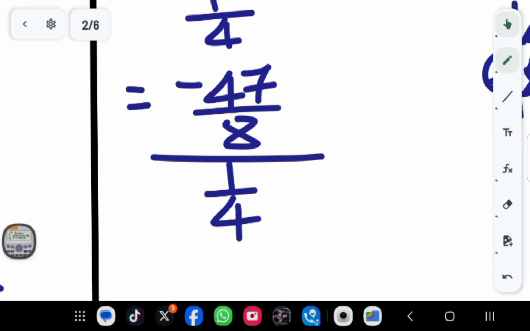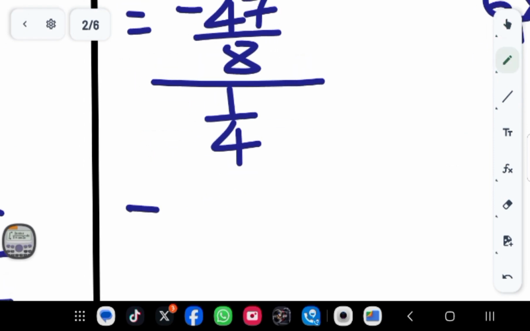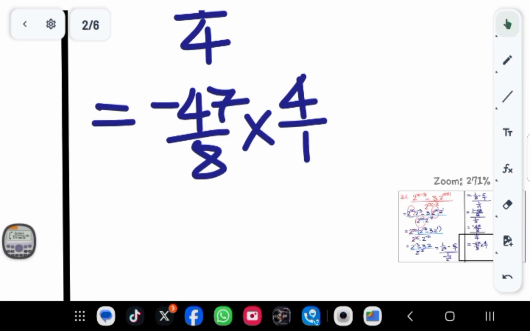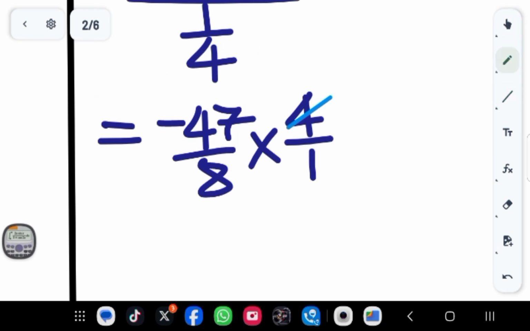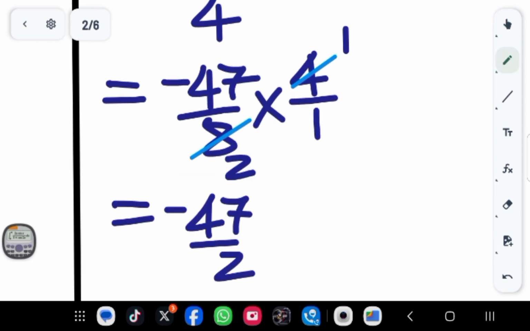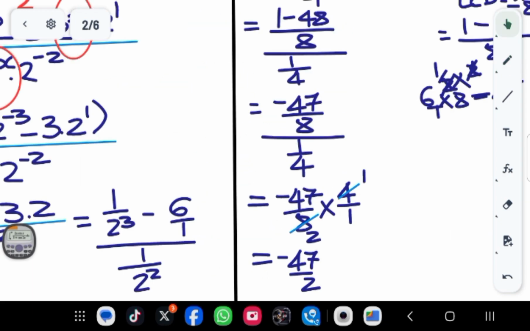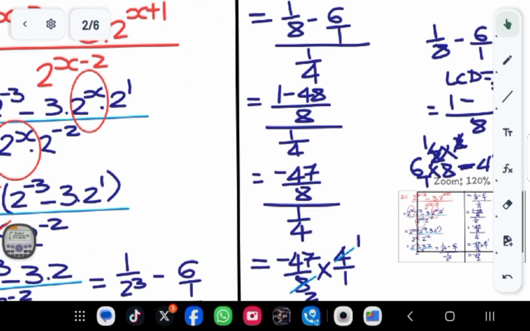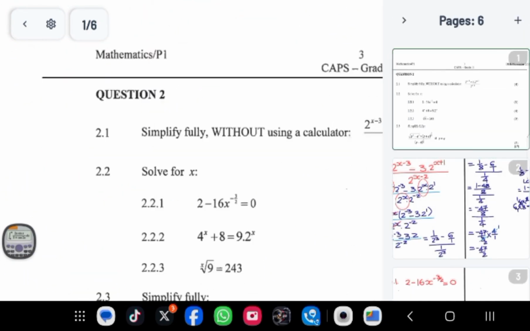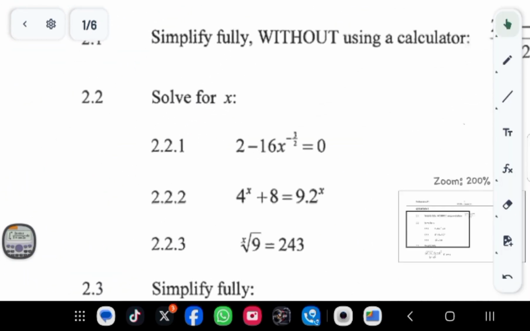Now when we divide a common fraction by another common fraction, we end up with the bottom fraction flipped upside down. And this is what happens now. 4 goes into 4 once and into 8 twice. That's the common factor that we divide by, and that leaves us with negative 47 over 2, and that is your final answer. You can leave it in this form or you can leave it in a decimal form, whichever way, that's fine. Next question goes 2.2, solve for x.